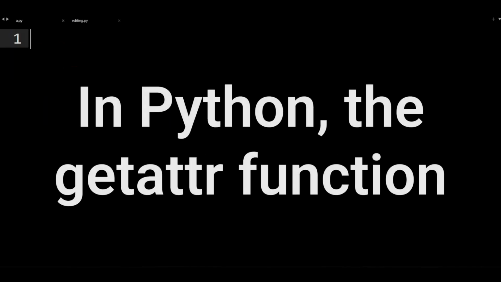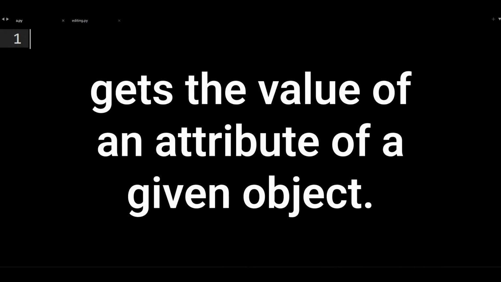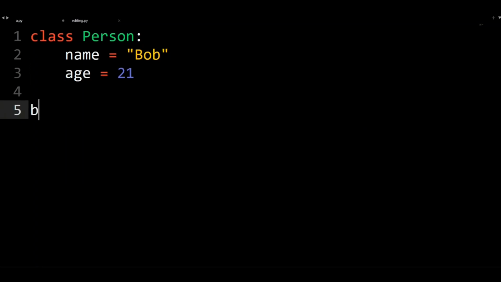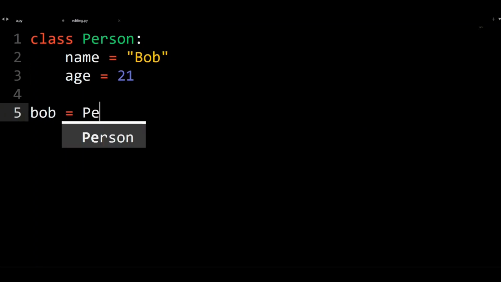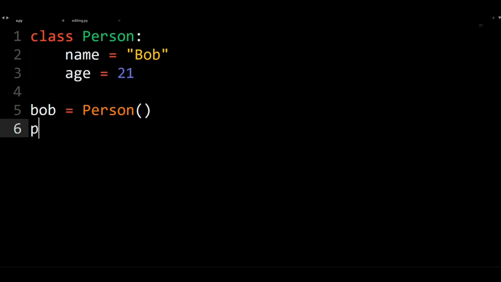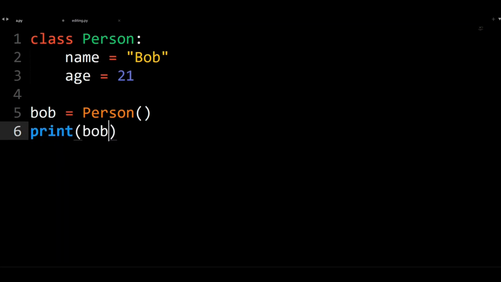In Python, the getattr function gets the value of an attribute of a given object. Let's make an object for our example. Class Person: name = "Bob", age = 21. Let's make bob = Person(). Let's get the elephant out of the way first. Yes, getattr is equivalent to just doing something like print(bob.name). So the rest of this video we'll try to answer, so what's the point of it then?